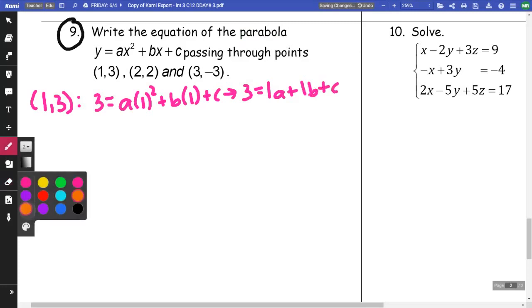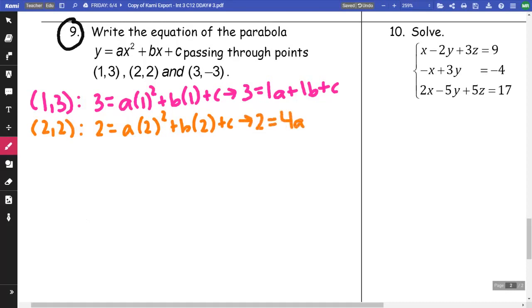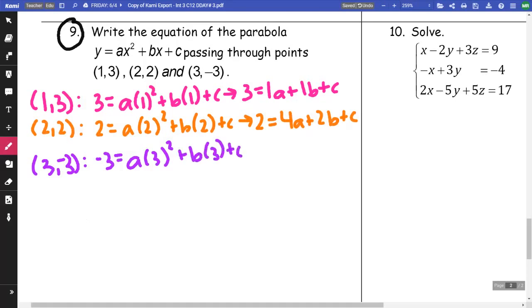And then I'm going to be putting in 2, 2. And I'm going to get 2 is equal to a times 2 squared plus b times 2 plus c, which is 2 is equal to 4a plus 2b plus c. And then I'm going to be trying to do 3, negative 3. I'm going to get negative 3 is equal to a times 3 squared plus b times 3 plus c, which is negative 3 is equal to 9a plus 3b plus c.